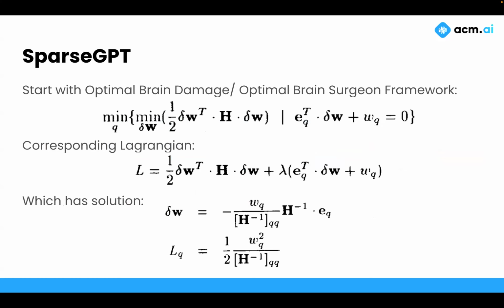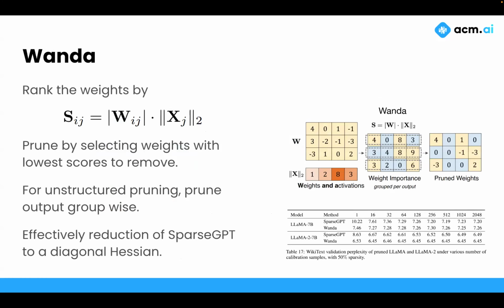Second of all, an equivalent way of writing that is this, we're missing some square root factors, but that's completely fine because that's a monotonically increasing function. And then you can just simply prune by selecting the weights with the lowest score, and then just zero out those weights without updating the previous weights. And we still actually get performance that is comparable to, if not better than, SparseGPT. So this is what the Wanda paper does.